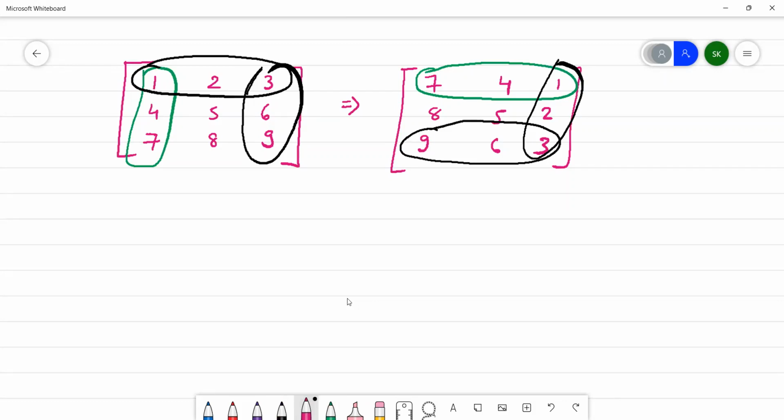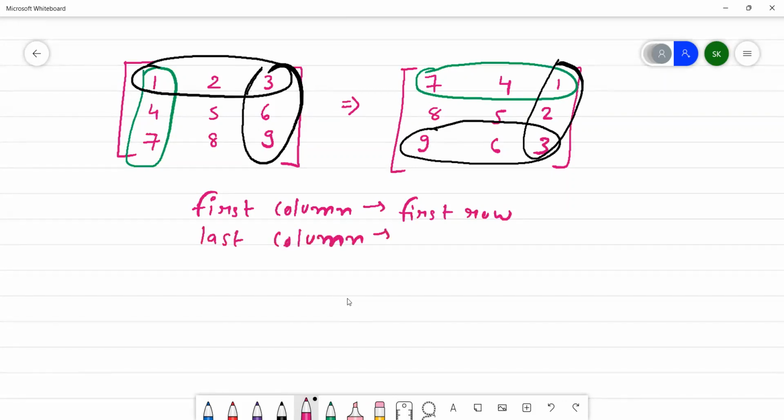Let me just write it. First column changed to first row, and your last column is changing to last row. Next, your last row is changing to your first column, correct? Hope you are able to get this.